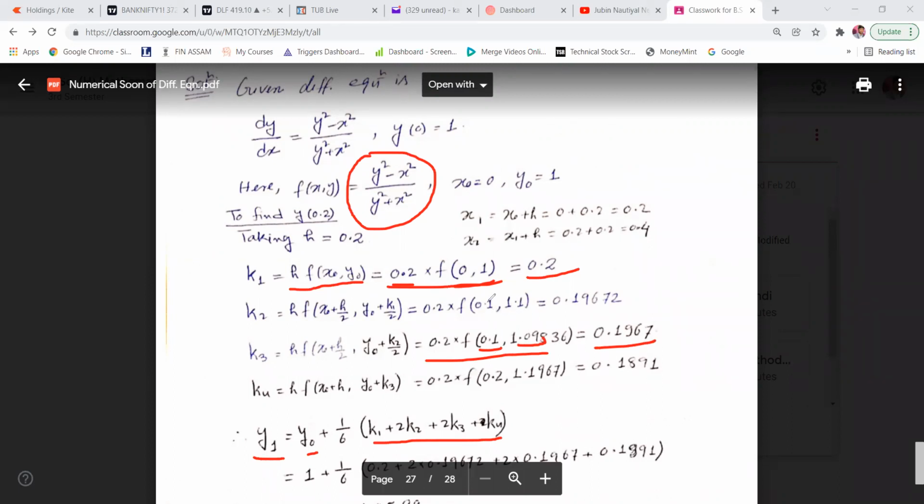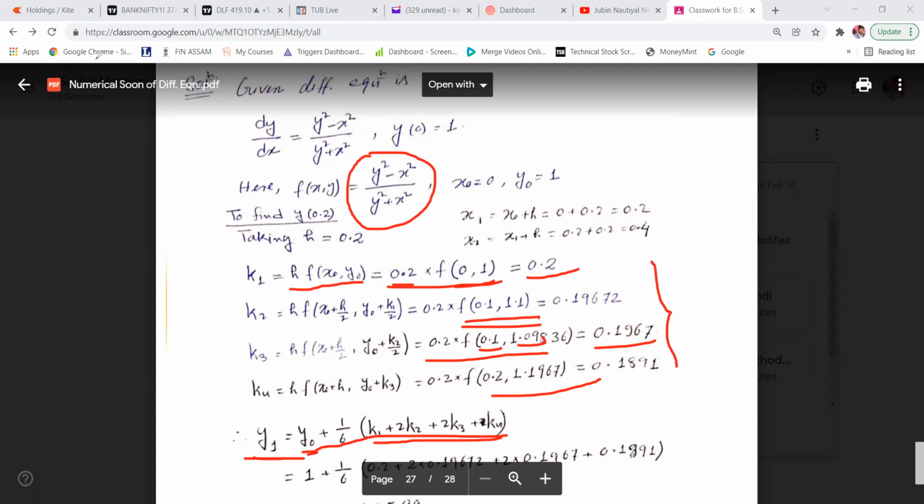Similarly, this is for k3, okay? And this is for k2. And this is for k4. So similarly, you find all this k1, k2, k3, and k4, and then you substitute here. This is the general expression. y1 is equal to y naught plus 1 upon 6, k1 plus 2 k2 plus 2 k3 plus k4. Just substitute the value of k1, k2, k3, k4, and the value of y naught. And then you simplify, you will get y1.